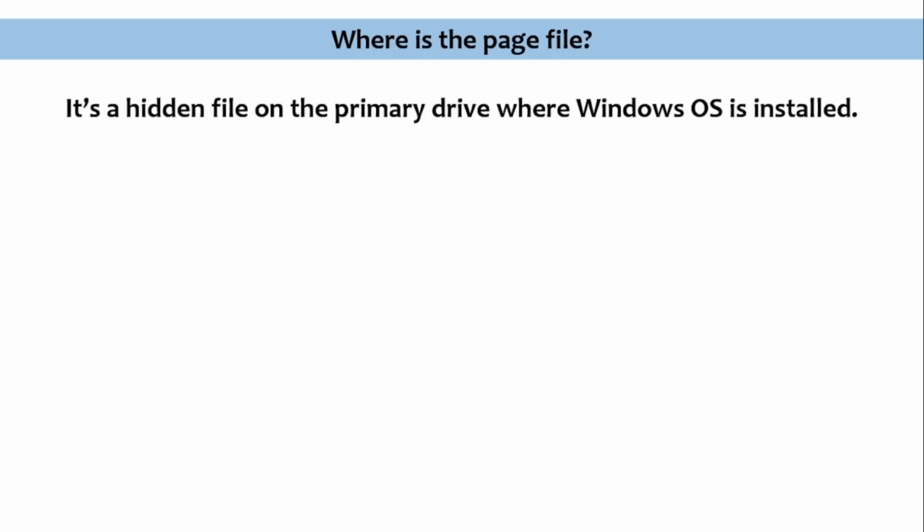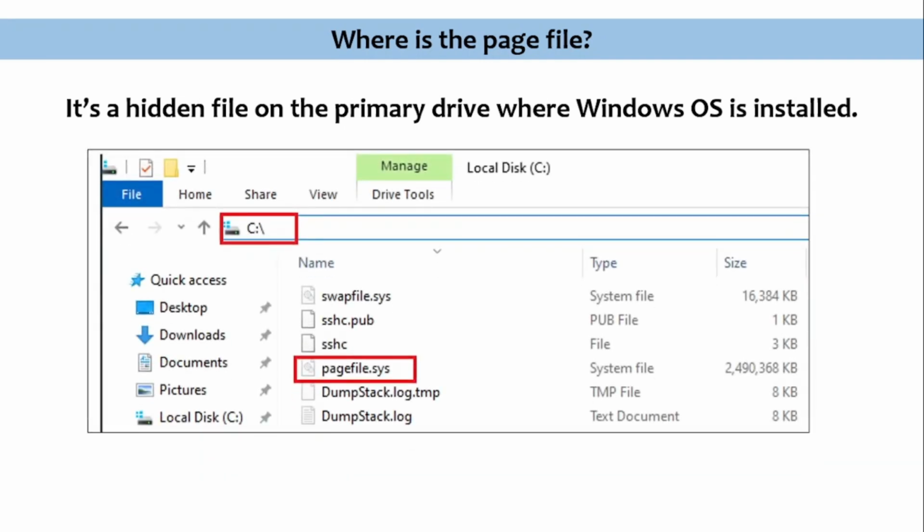So where is the page file? It's a hidden file on the primary drive where the operating system is installed. Now again, this is by default. It's on the C drive, pagefile.sys. But definitely we can play around with it. If you want, we can move or change the location of our page file. We'll take it up in our upcoming sessions. But this is the default location. That's the root of the C drive.